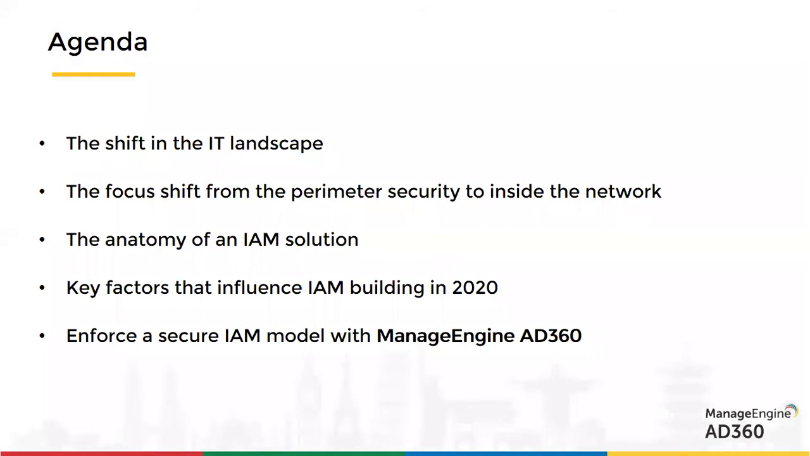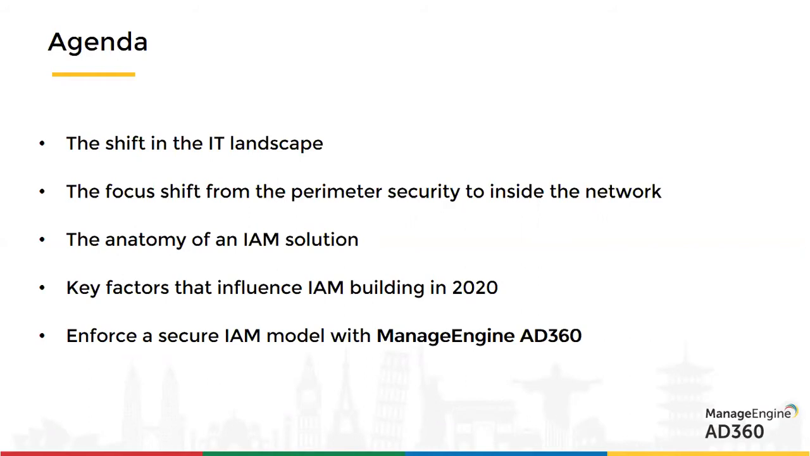Right, so first up, we're going to start off with the IT landscape. Now, this is 2020. The IT landscape is not like what it used to be before. Let's learn about the shift and let's see how we need to redesign and re-engineer our IAM strategy to suit this new IT landscape that most organizations are adopting. We'll take a look at the focus shift from perimeter security to inside the network. We'll take a look at the important functionalities of an IAM solution. And finally, we'll take a look at how Manage Engine AD360 can be used to enforce a secure IAM model.